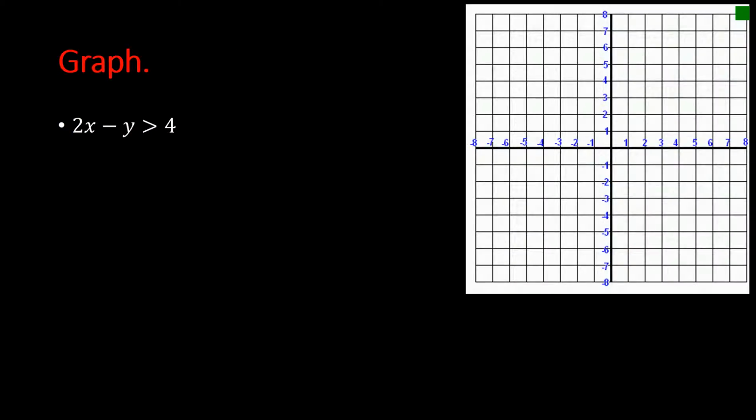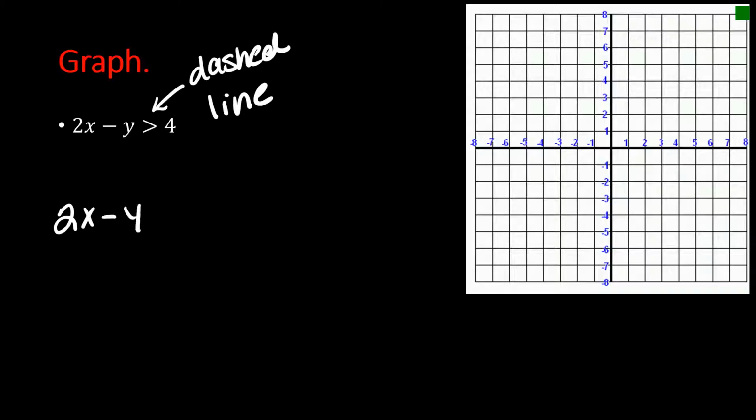Here we have 2x minus y is greater than 4. Because this is strictly greater than, we're going to have a dashed line when we graph. So let's look at 2x minus y equals 4. This is a straight line, so we need 2 points to graph it. We're going to find the x and y intercepts.